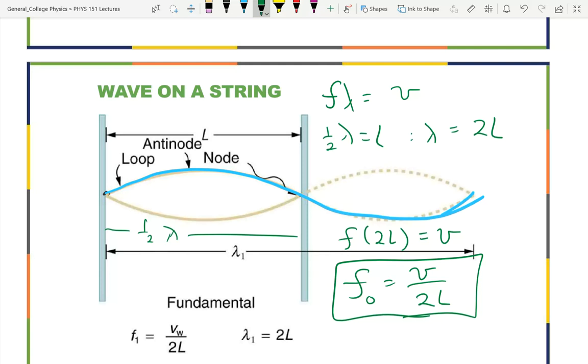So if I take this thing and I pluck the string, the pitch you hear is the speed of a wave on that string divided by 2 times the length. So how could I change the frequency of this string?